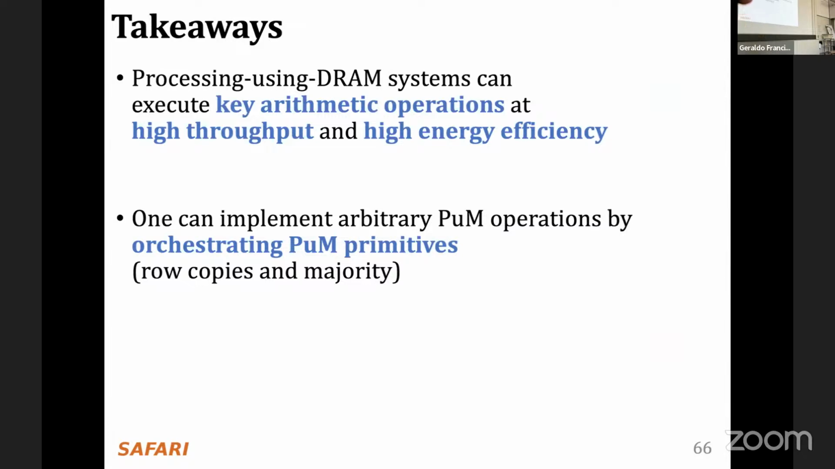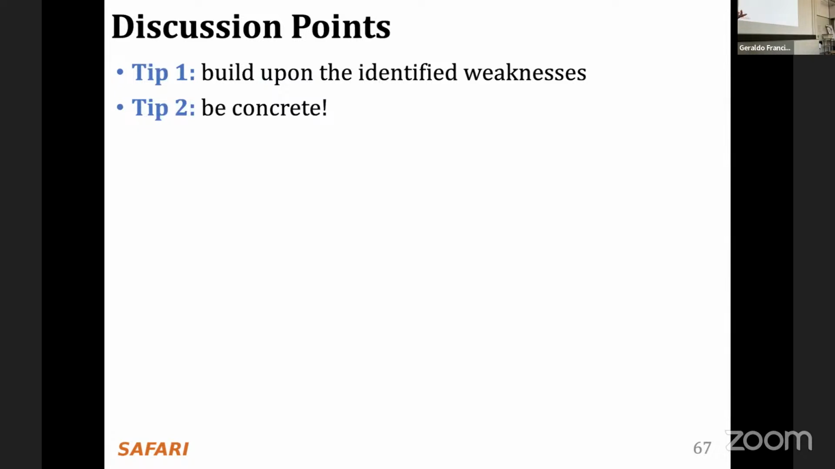So the takeaway is what you take away from this paper. I take away that now you can implement processing in DRAM for key arithmetic operations at high throughput and high energy efficiency. And you can implement arbitrary processing-in-memory operations by orchestrating those processing-in-memory primitives. And then the most important thing, other than the presentation, is the discussion point that you come up with. So the first tip that I have for you is to build upon the weakness that you just identified before. There is probably something there.